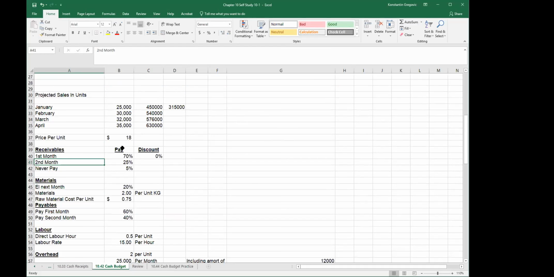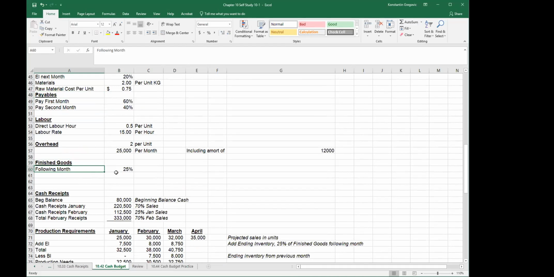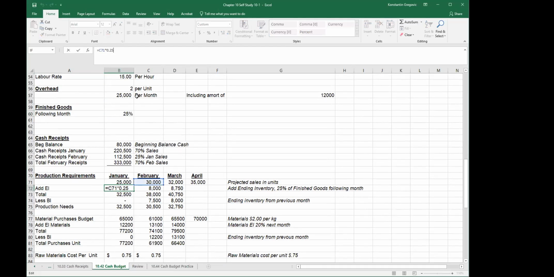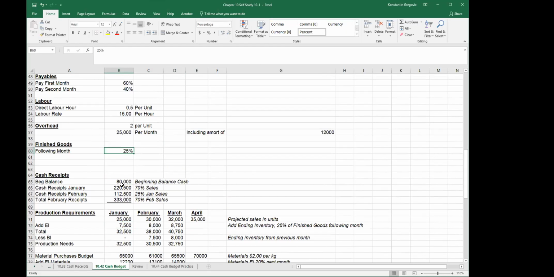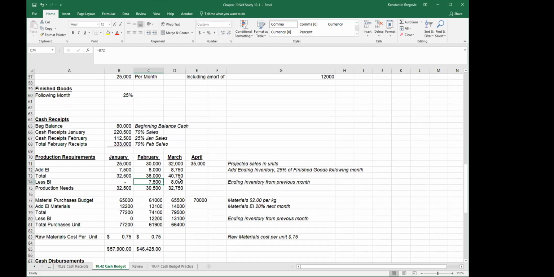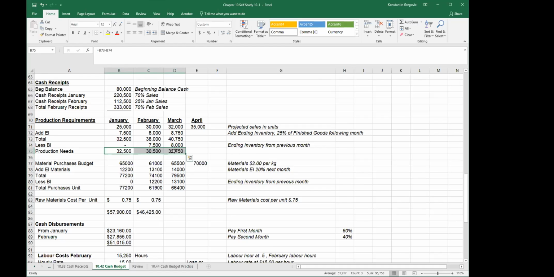Where's our inventory here? 25% of our materials. Overhead, finished goods are 25% the following month. So we're calculating your finished goods are 25% the following month. So you calculate your inventory based on the following month. Following month is 30, 32, 35. You calculate your ending inventory to get to your total. Now you need to deduct your beginning inventory. So to calculate your beginning inventory, you take the ending inventory that you calculated up here based on that 25% following month. So here's your beginning inventory, ending inventory from previous month. Now you're up to your production needs.